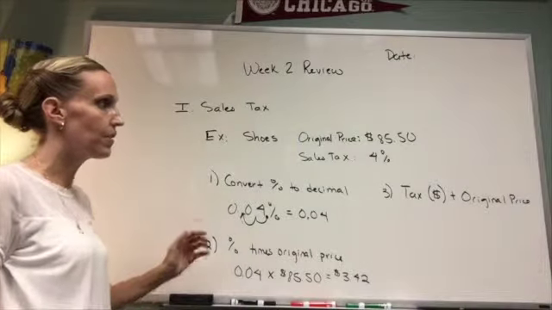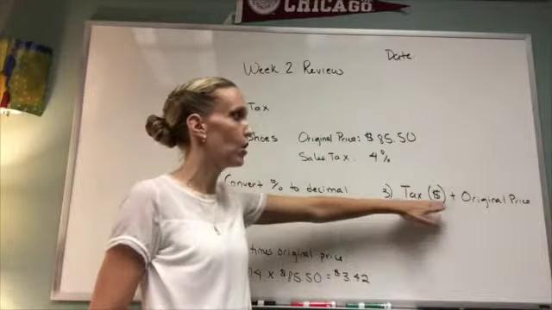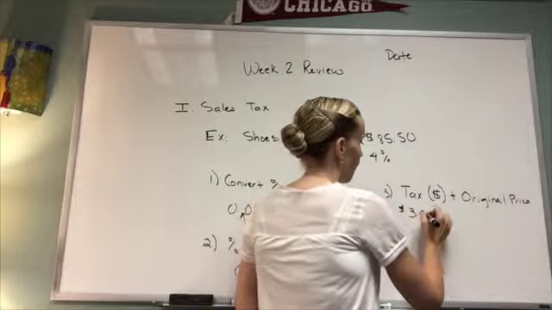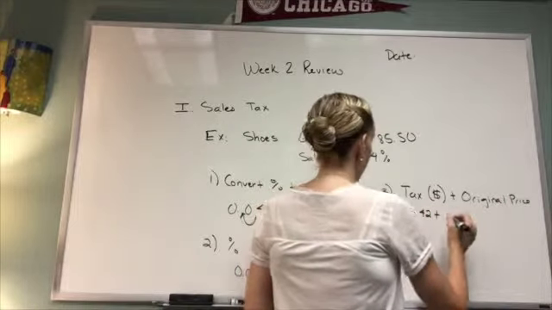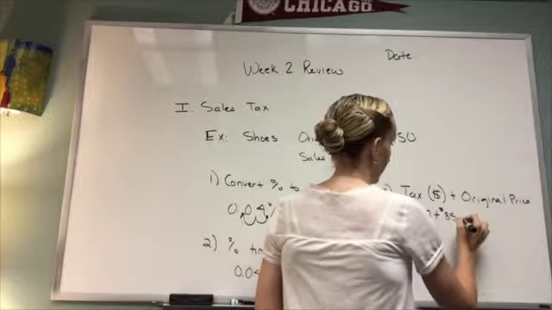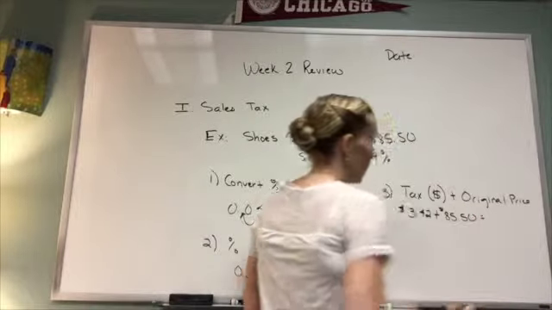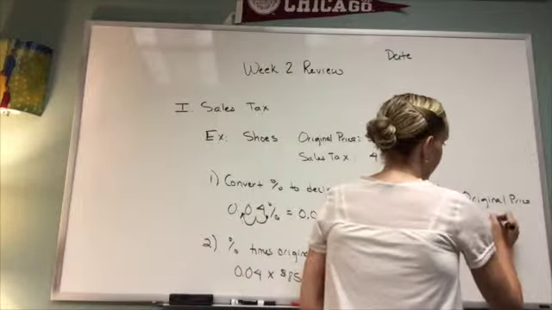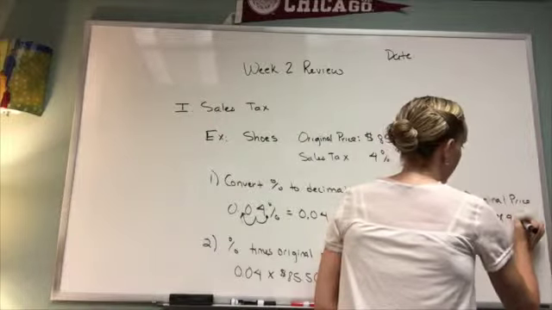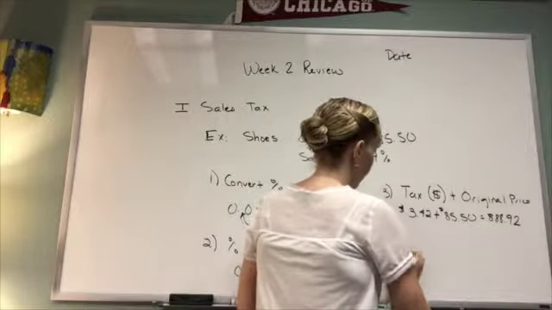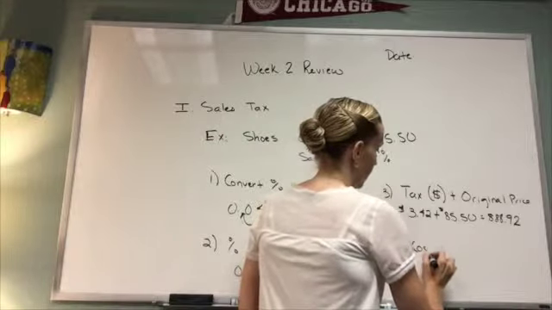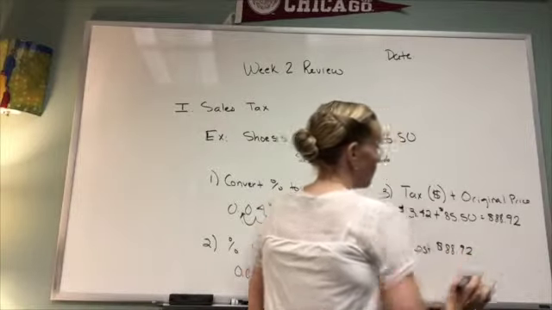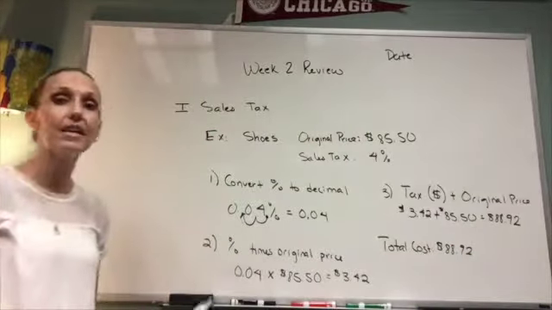So our final step is to add the tax that we now have in dollars to our original price. So we have $3.42 plus $85.50. And with your handy dandy calculator, hopefully you get that it's $88.92. So what's your total cost? Your total cost is $88.92. So hopefully that makes sense.